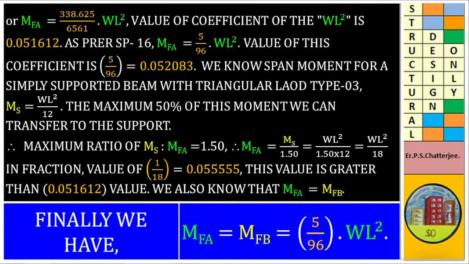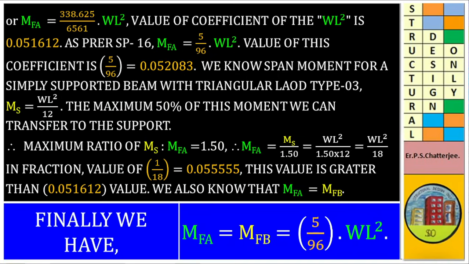Or MFA is equal to 338.625 divided by 651 WL square. The value of the coefficient of WL square is 0.51612.